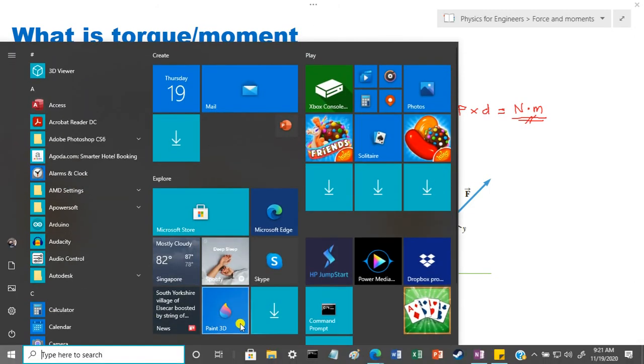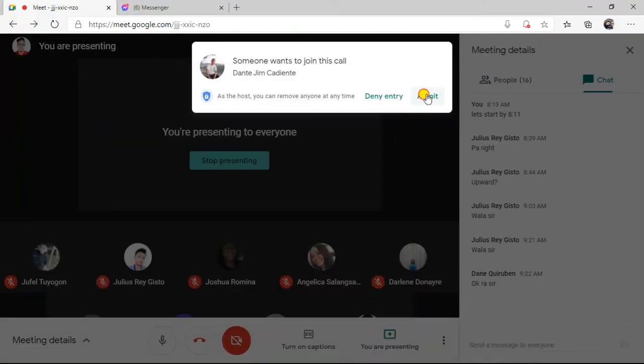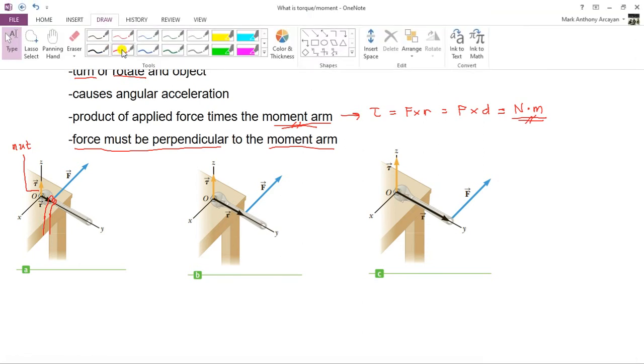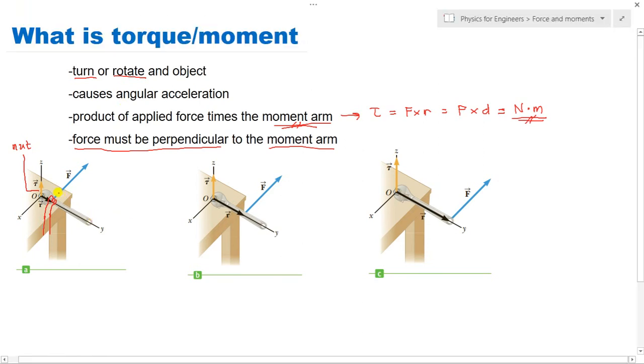Therefore, by the definition of torque, I told you that your force should be perpendicular to your moment arm. So this force here is perpendicular to this moment arm, which is what we call the moment arm. It is perpendicular, so that is good. On the second figure, your force is again perpendicular, so you are generating torque. Let's say you are holding here and you turn it, so the rotation is in this direction.